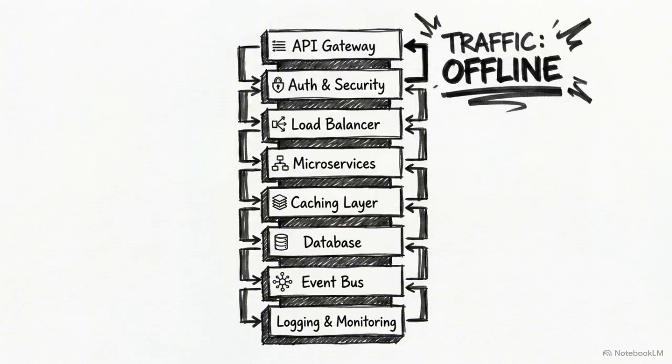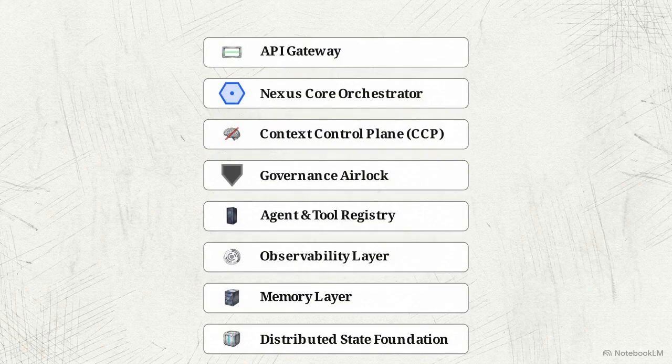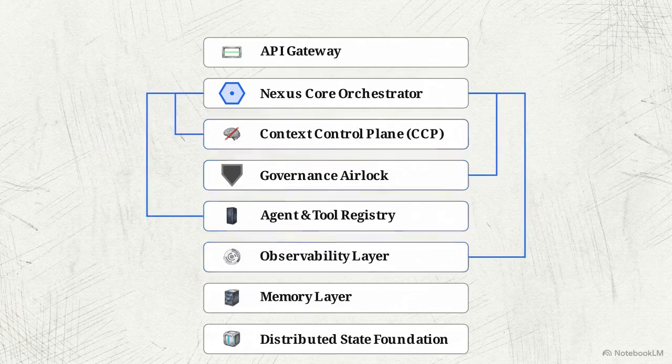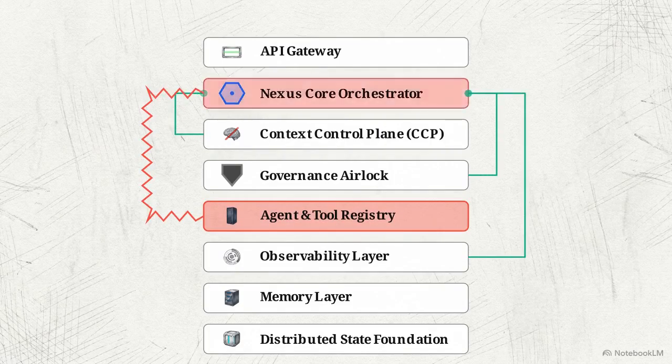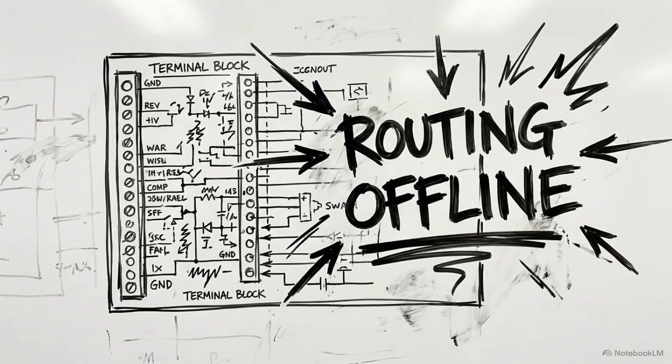Even after a successful deployment, the system does not immediately accept user traffic. Instead, it enters a critical phase called bootstrap validation. The core orchestrator actively polls the health endpoints of the CCP, airlock, registry, and observability layers. If a single core service returns a degraded status, the orchestrator aborts the startup entirely. A hard failure at startup guarantees that we never route production traffic into a partially blind or unmonitored multi-agent environment.